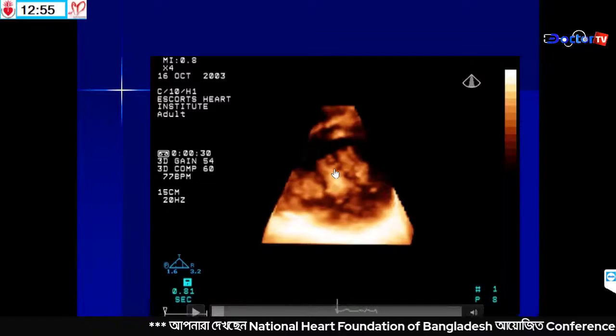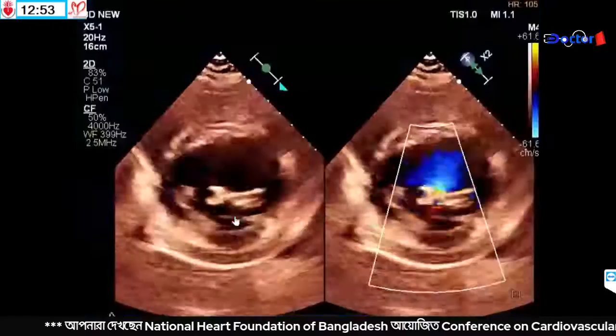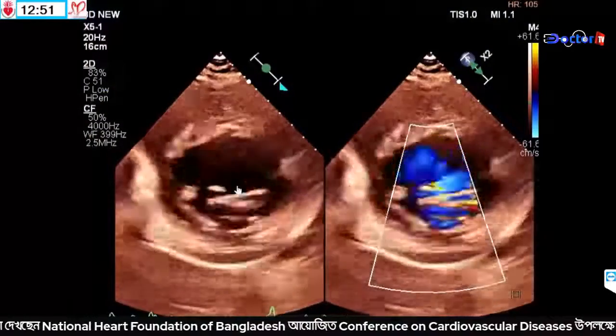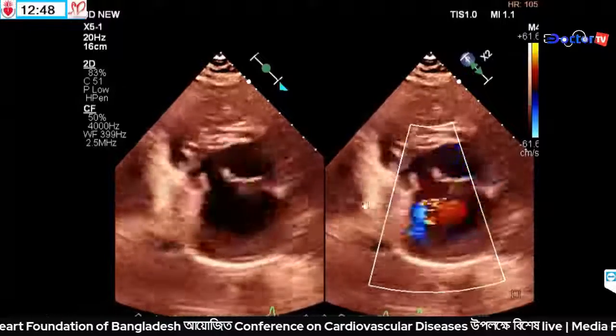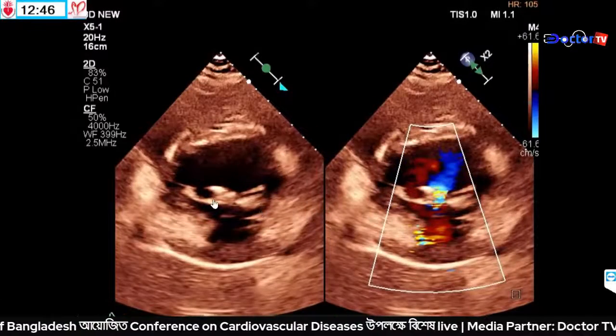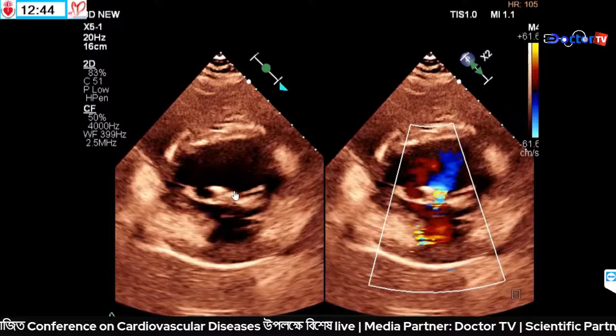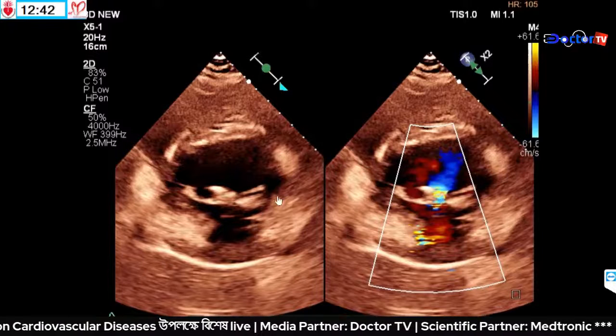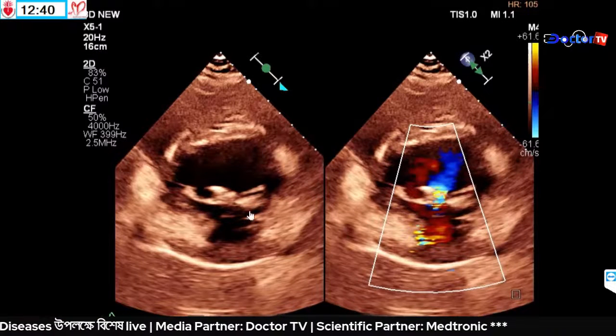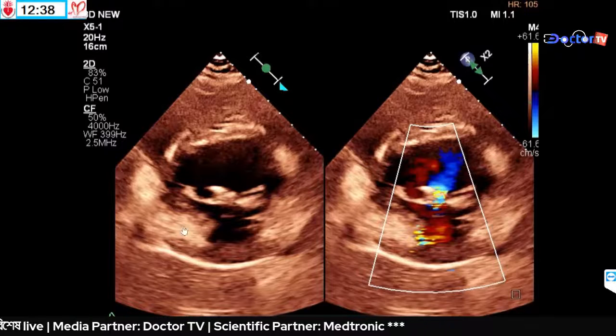This is the cleft. And again, another cleft, you see the anterior leaflet cleft and the severe MR. After some time, these images get a strange pattern and they try to stop moving.